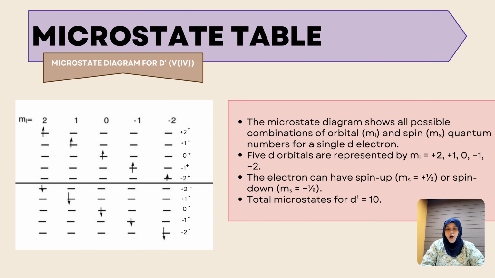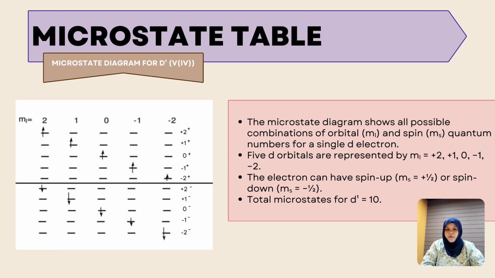Next, I will explain how we can construct a microstate table. But first, we need to construct a microstate diagram. There are 2 possible states in each d orbital, spin up and spin down. Based on the diagram, you can see all possible combinations of orbital angular momentum quantum number ml and spin quantum number ms for a single d electron. The ml values are +2, +1, 0, -1, and -2. Each of them will contain either spin up or spin down. After we're done, we need to determine the microstates.